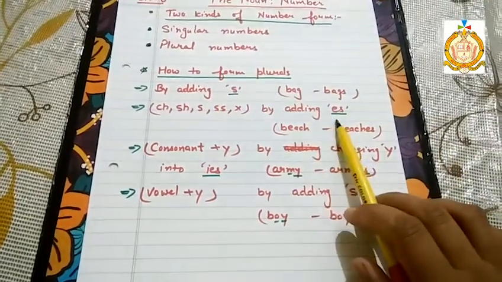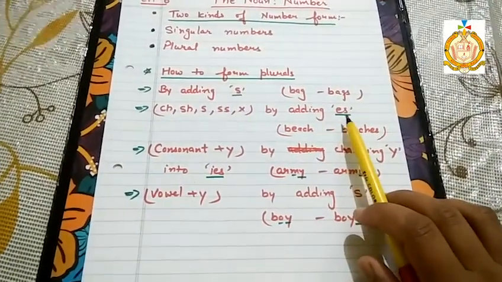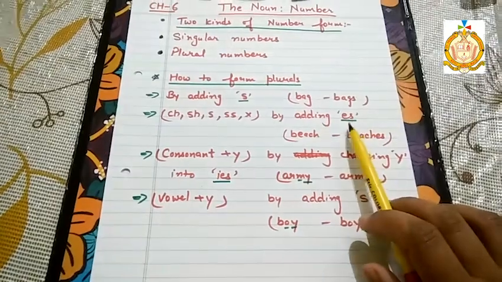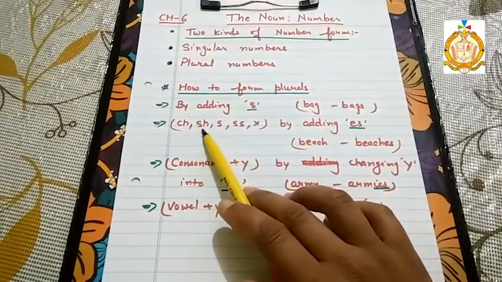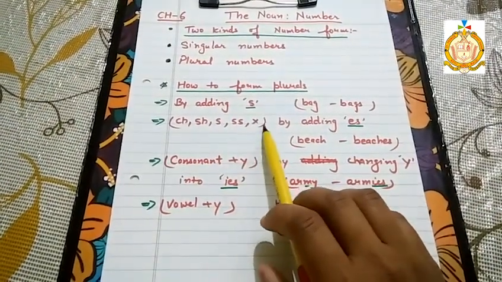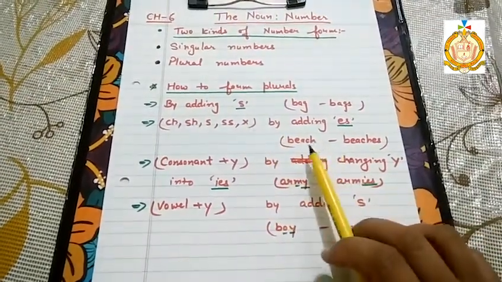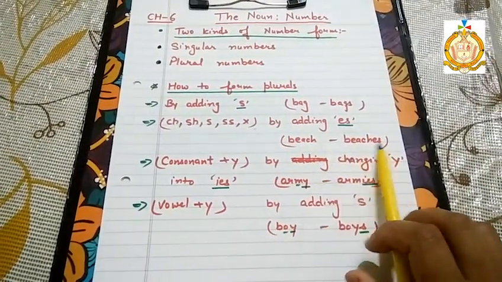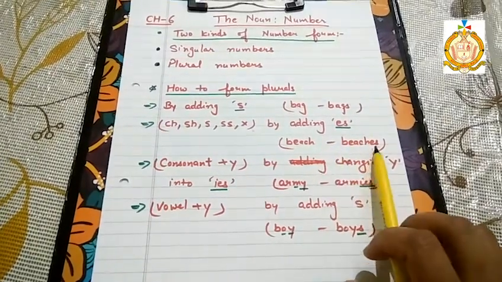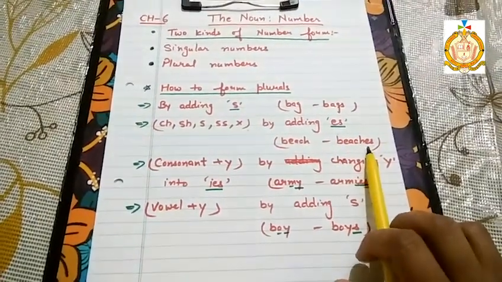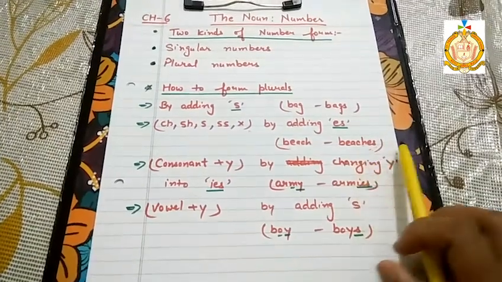Students, we add es to nouns that end in ch, sh, s, ss or x to get their plural form. For example, beach, beaches. Here there is ch, so we added es to make the plural form.